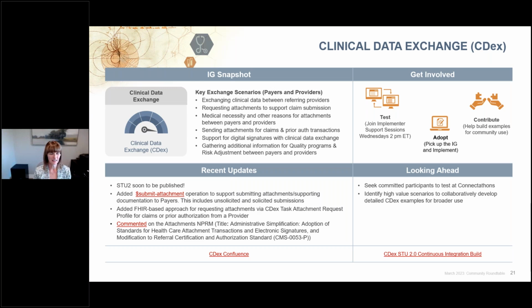So most recently, we added a variety of updates to the guide, including requesting and sending attachments for both unsolicited and solicited submissions. We added a FHIR-based approach to requesting attachments from a provider for claims and prior authorization. And STU2 also includes the ability to request attachments using questionnaire functionality, which also aligns with the burden reduction DTR functionality. So some of the DTR or the questionnaire functionality is still in draft format, and we've put that out there for the community to begin testing and evaluating.